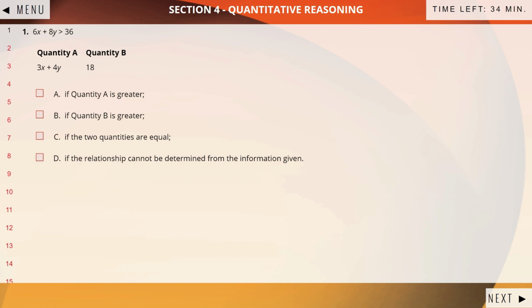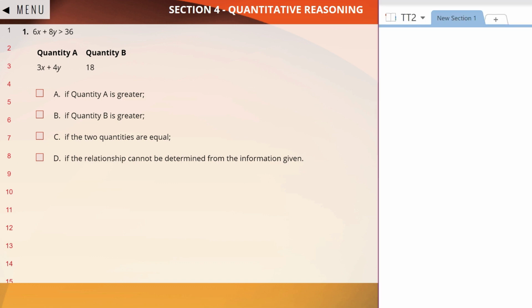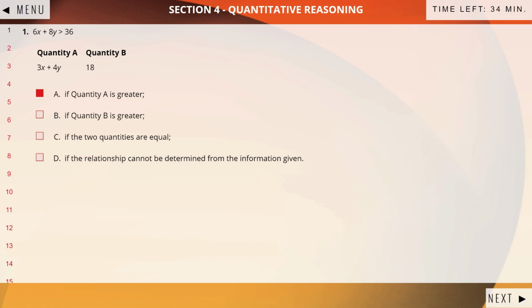6x plus 8y is greater than 36. I would instantly simplify that, divide by 2, so you have 3x plus 4y is greater than 18. And there you go. It tells us that 3x plus 4y is greater than 18. So quantity A is bigger. Happy with that?